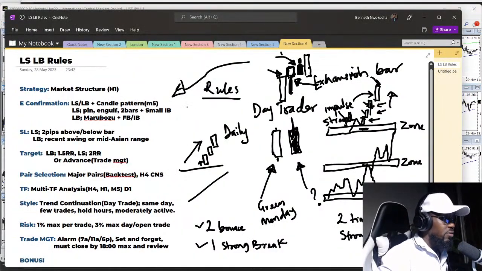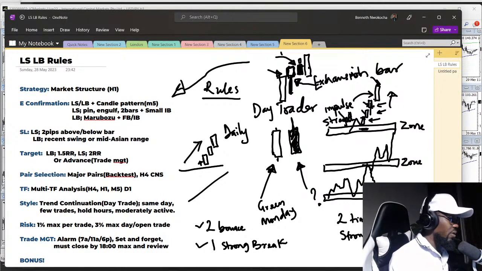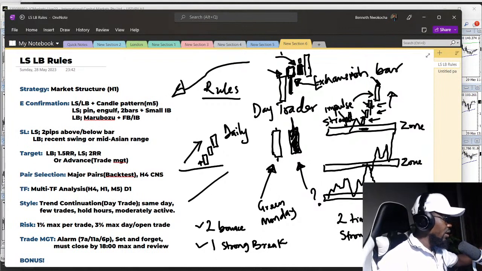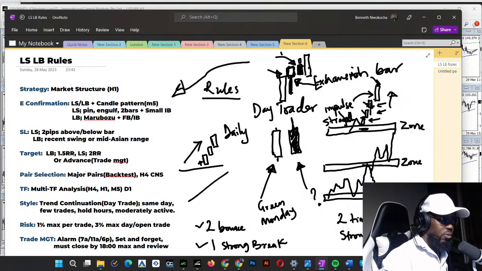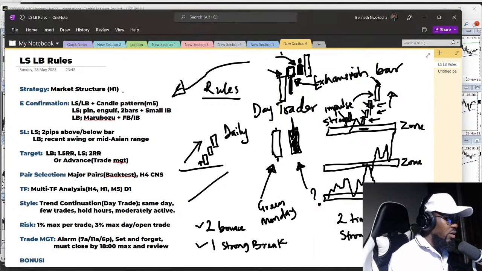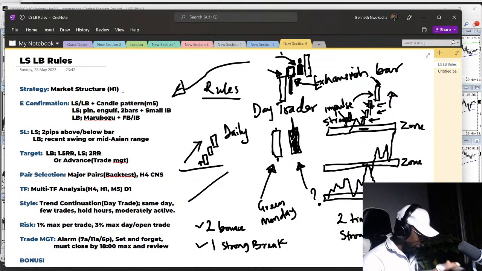Okay, so back to this. Let me go over the rules real quick, because I know most of you are familiar with the rules. I just said let me write them out. So I'll go over the rules, and then I'm going to teach you how you can correctly execute these trades.